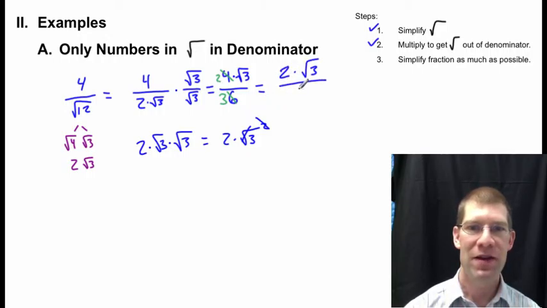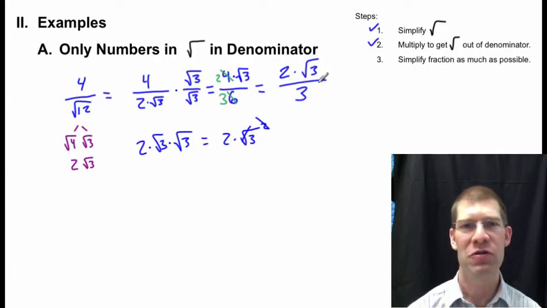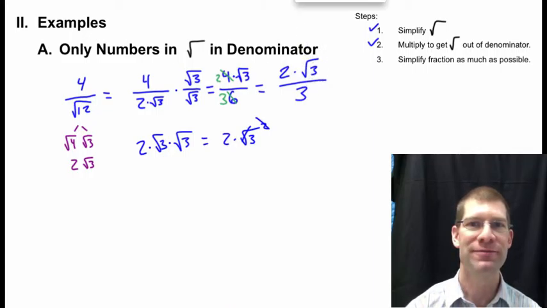all divided by 3. And I just want to make one comment. We can't reduce here, because the 3 is inside the radical. You'll never be able to reduce something inside a radical with something that's not inside the radical.